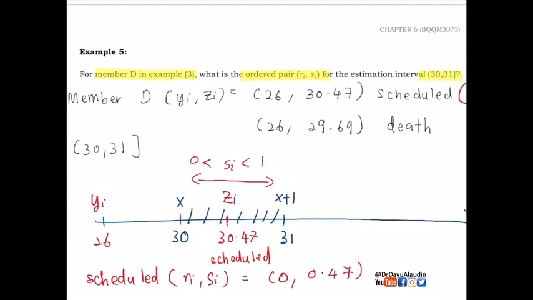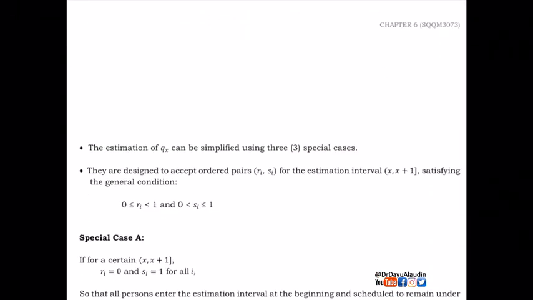So for the death case, RI and SI: the death happened at 29.69. So for this case, ZI is 29.69. So it is before the interval estimate, so it does not contribute to the interval estimate of 30 to 31. So for the schedule one, it contributes.